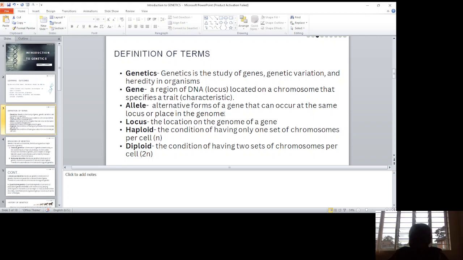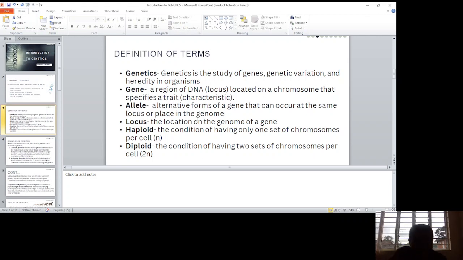Then the next term is an allele, and this one is quite a common term. An allele is an alternative form of a gene that can occur at the same locus or place in the genome. The most common example is that somebody probably has a gene for tallness, but at the same time that person carries a gene for shortness. Those two genes are alternative forms of one characteristic, which is the height.